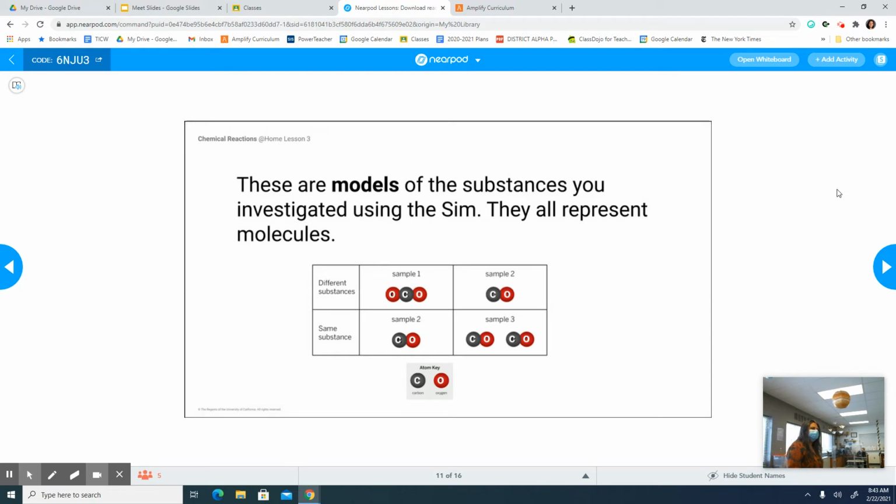They all represent molecules. So in that first row, we have different substances. So sample 1 and sample 2 were different. They're made up of different arrangements of that oxygen and carbon. The same substances were sample 2 and sample 3 because it's the same arrangement, carbon, oxygen, but it's just more of them. And I talked about that when we did our little review.